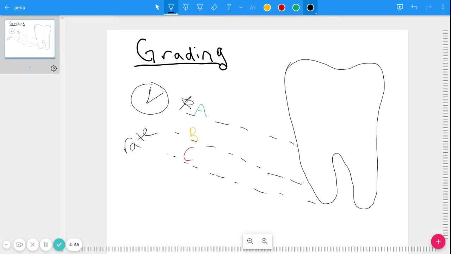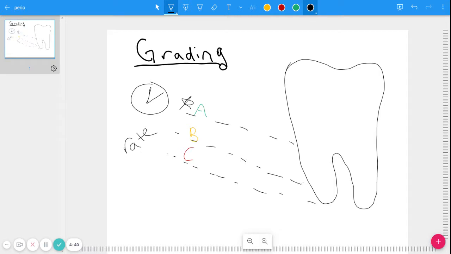Hey guys, I'm going to go over grading today, assuming that we already know we have periodontal disease in this patient's mouth and we've already staged the patient. Grade A, B, or C are the three categories you can put as a part of your diagnosis to see what kind of progression the disease is.